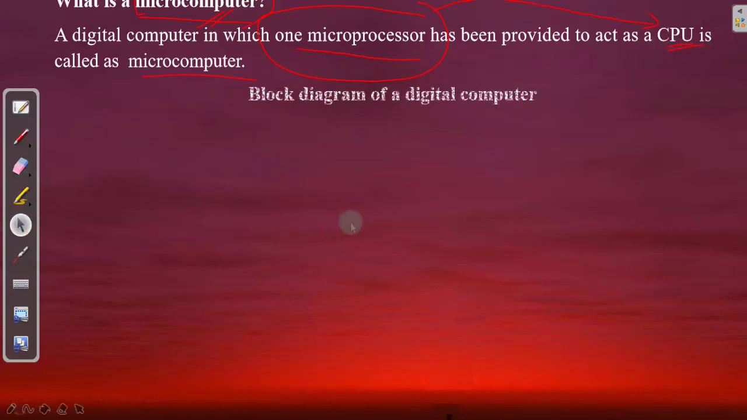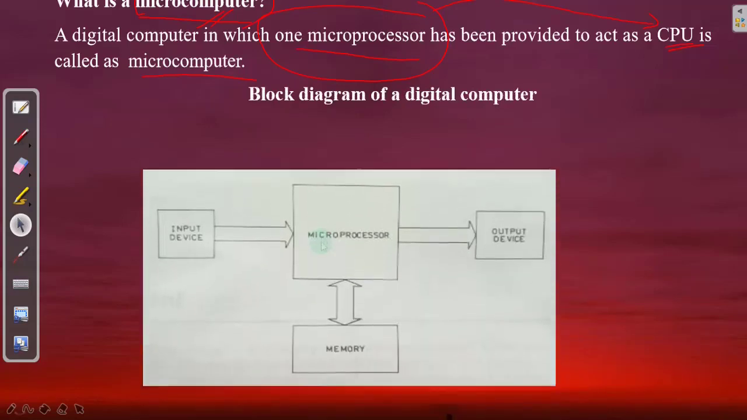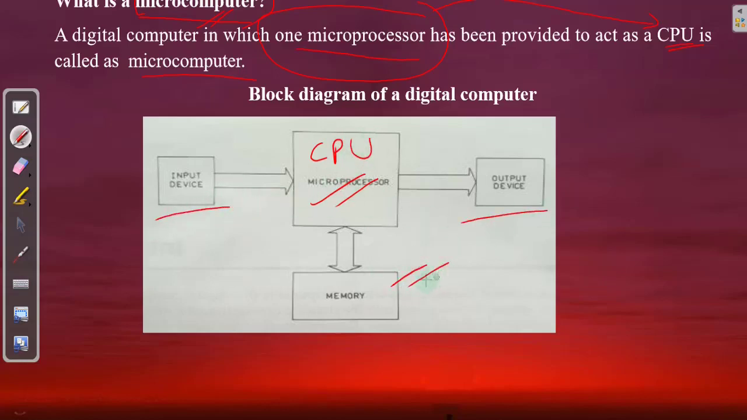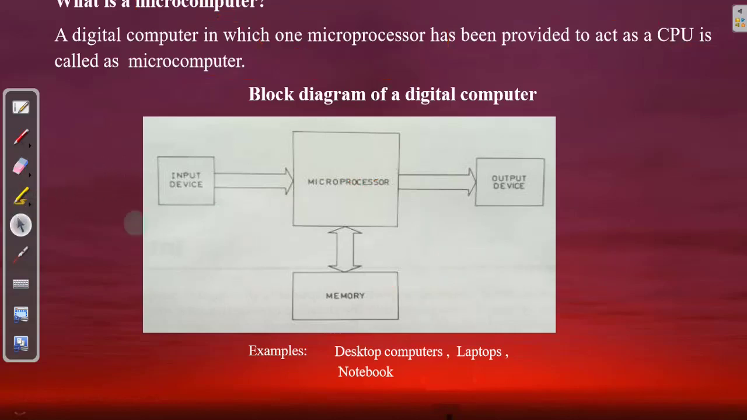If you look at the block diagram of a digital computer, or a microcomputer, the diagram is very simple. In the center you will find the microprocessor, which I am calling the CPU, and it is connected with the input device, output device, and memory. Examples are desktop computers, laptops, and notebooks. I'm pretty sure this definition is also not that tough, so I'll move forward.